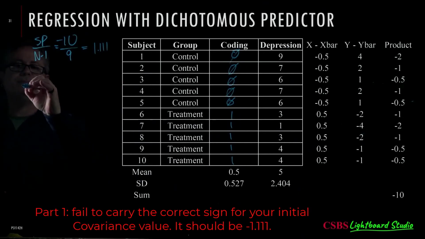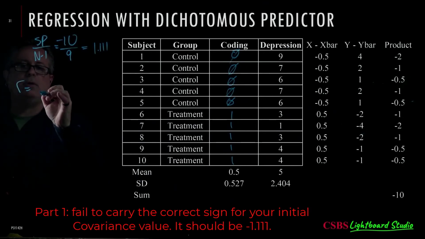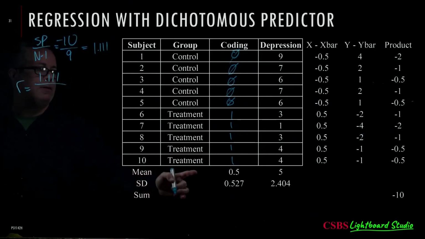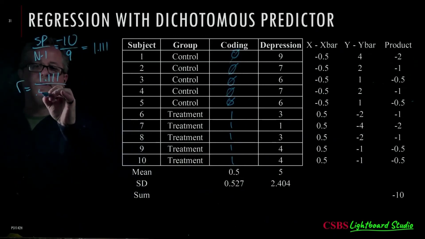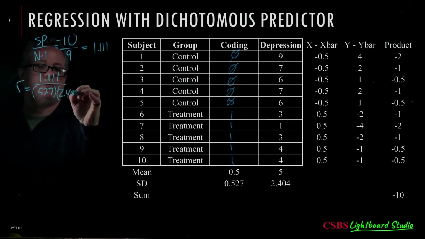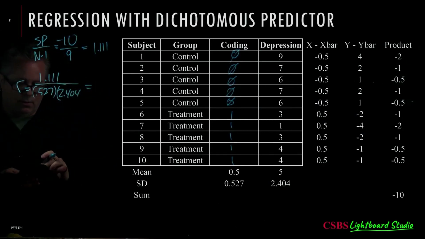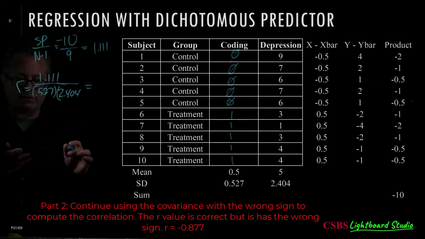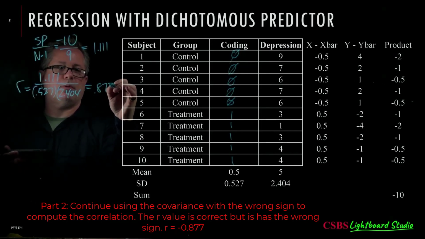All right, what about correlation? Well, I can take that 1.111 and divide it by the 2 standard deviations, so 0.527 times 2.404. So 1.111 divided by 0.527 times 2.404 equals 0.877. With me so far?